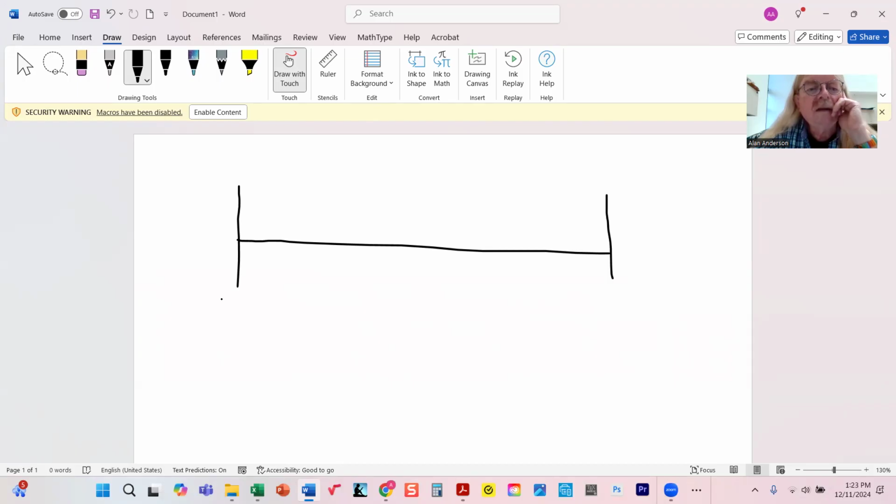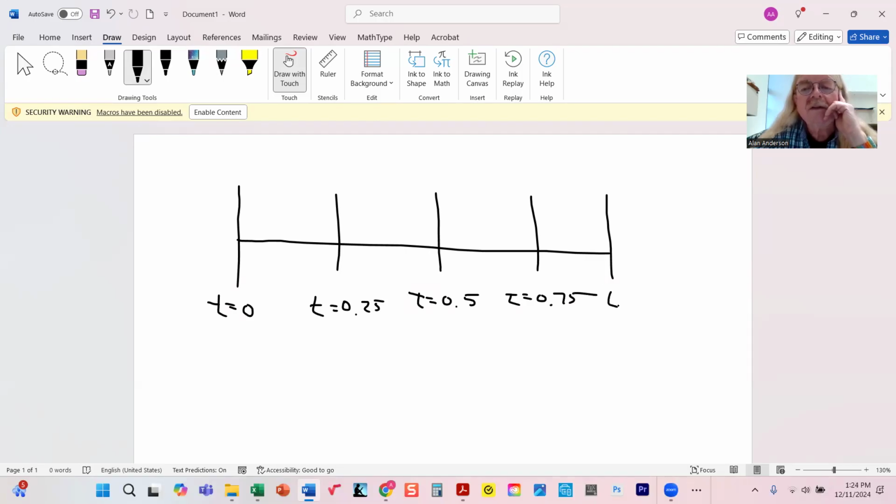So the times would be 0 is today. And then we've got 3 months from now, which I want to call 0.25. 0.5 would be 6 months from now. And then let's say this is 0.75, 9 months from now. And then this last one is 1 for 1 year.